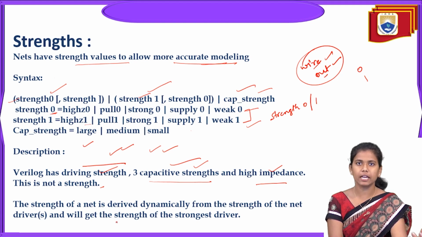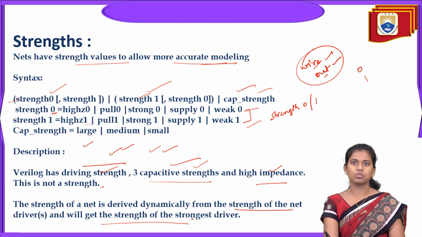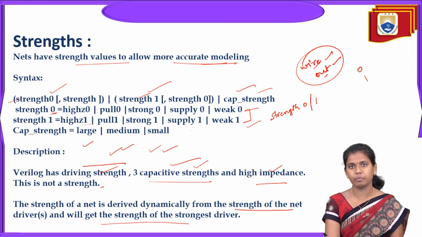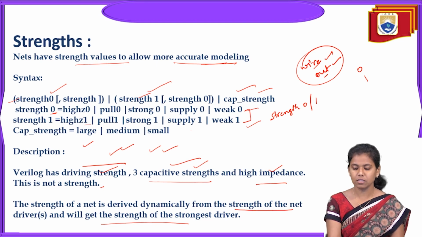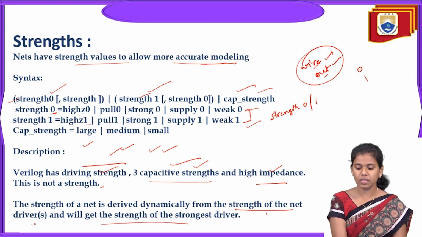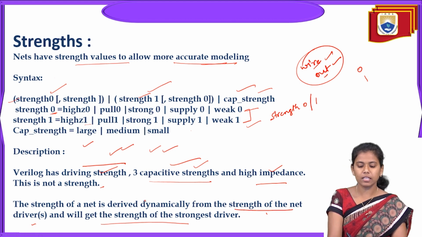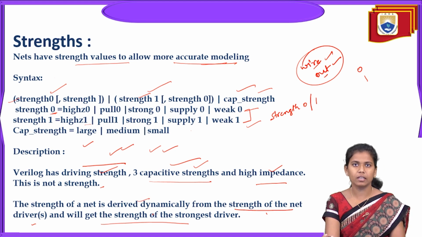High impedance strength usually is not a strength to be considered, and the strength of a net is derived dynamically from the strength of the net drivers, taking the strength of the strongest driver. So we can decide the strength of a particular signal only with the help of the strength of the net drivers, and from that we can easily derive the strength of a particular net.